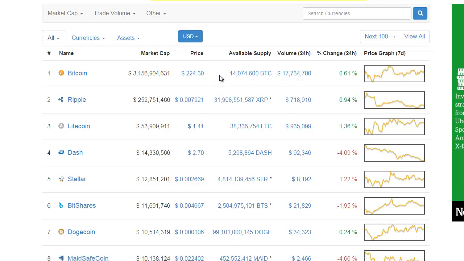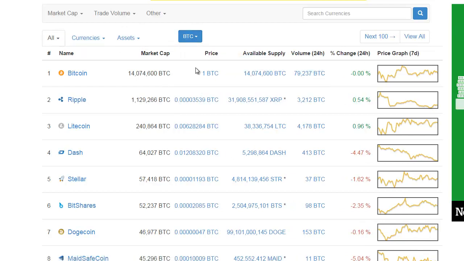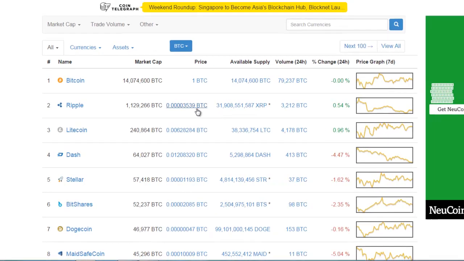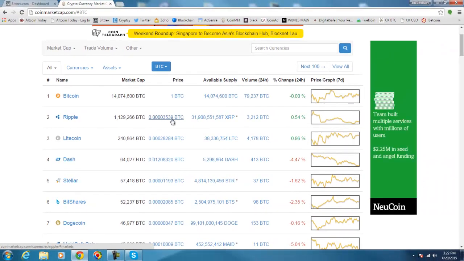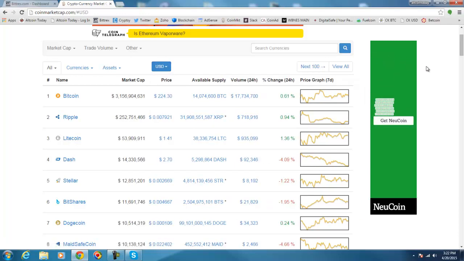If you want to see these prices in Bitcoin, you can actually click up here to BTC. This gives you the Bitcoin equivalent. These are the numbers that we're going to probably see on the exchange. These are the Satoshis, and this number here is 3,539 Satoshi. I'll talk about that a little bit more in a later video.